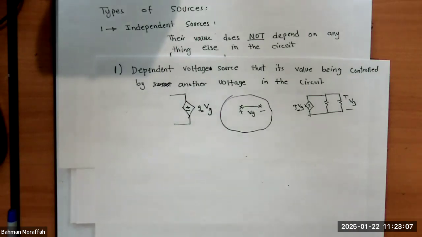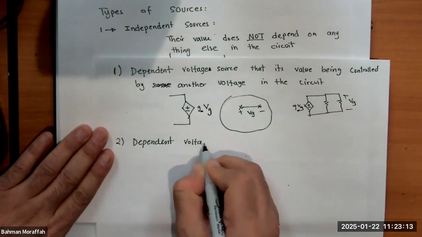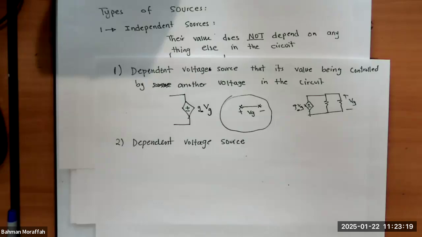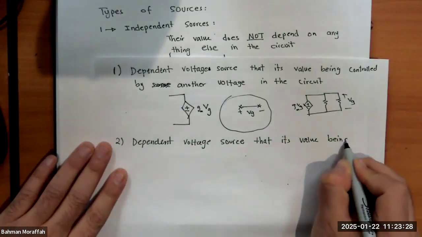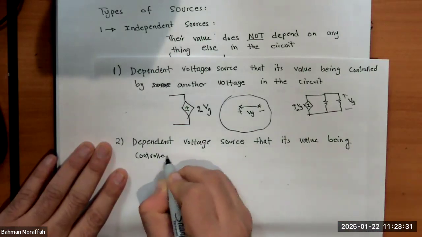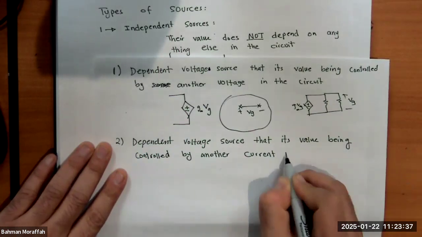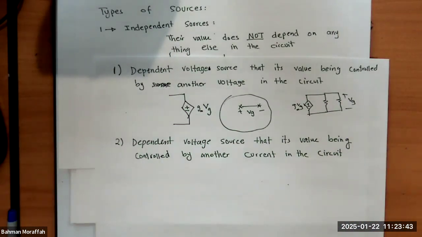Another type is the dependent voltage source, but this time its value is being controlled by a current in the circuit. Its value is being controlled by another current in the circuit. What's important here is that even though the value is controlled by a current, it is still a voltage source, and we're treating it as a voltage source.